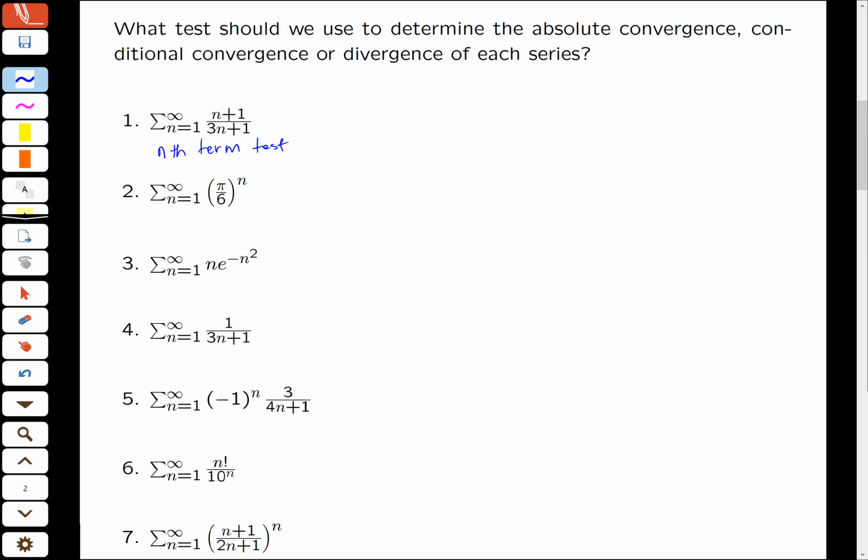That limit is going to be non-zero. Nth term test says if the limit of what's inside is non-zero, you're going to be adding that non-zero term an infinite number of times. You have to have infinity for your answer. It does not converge, it diverges.